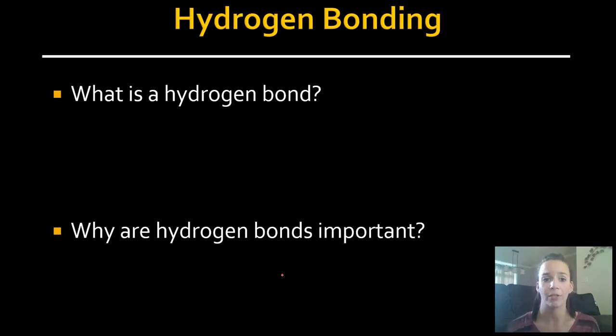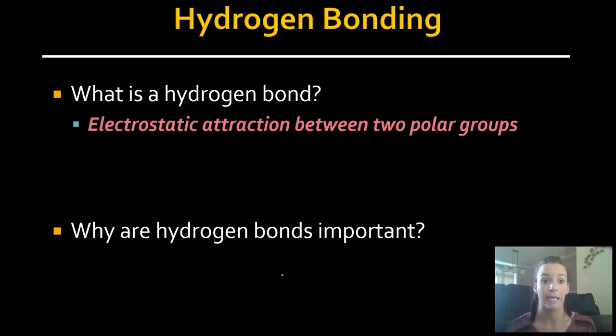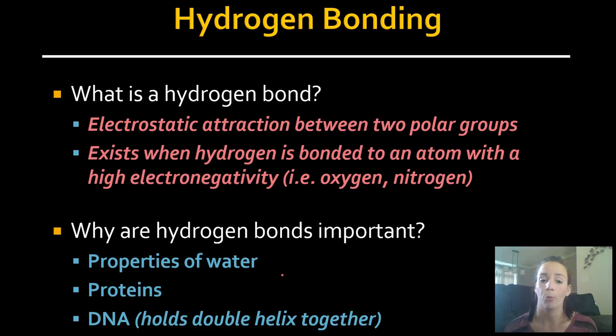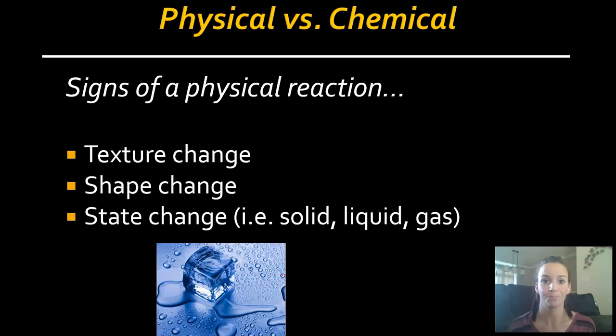Hydrogen bonding is something else we'll talk about, especially when we get to DNA. So a hydrogen bond is an electrostatic attraction. So it's not that bonding that ionic and covalent are. And it exists when hydrogen's bonded to something that has a high electronegativity. So why are they even important? Well, they're important in properties of water, proteins, and DNA. This is what holds that double helix together.